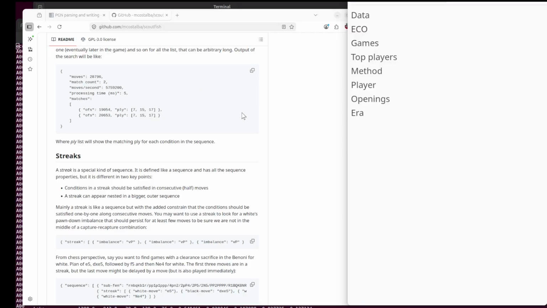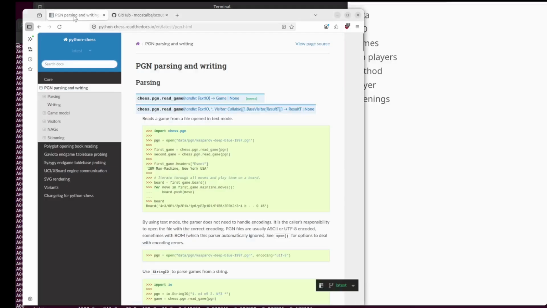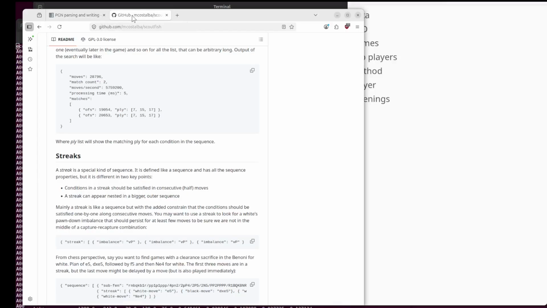However, let's go through the tools I'll be using. First of all, we'll be using Python Chess. The main reason we're using Python Chess is to step through the opening moves. We'll also be using Scoutfish. Have a look at how we use that.